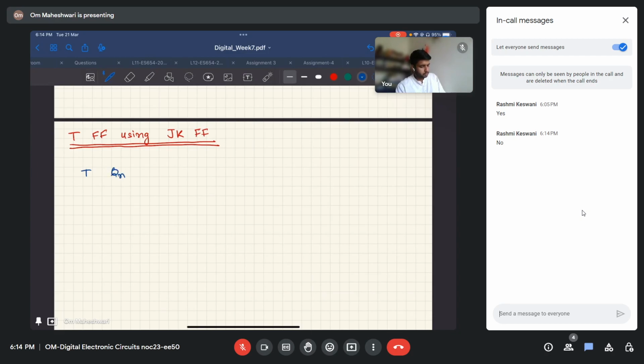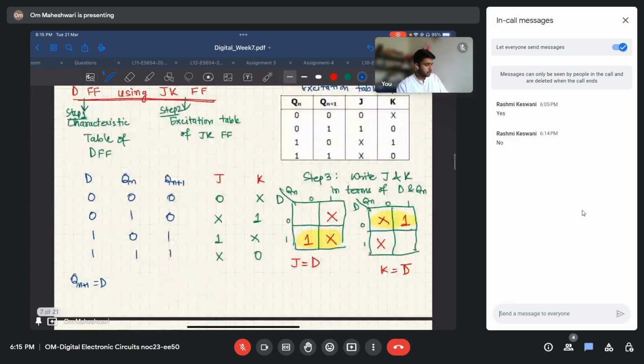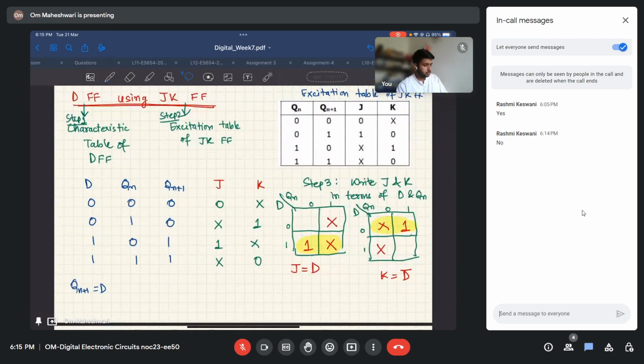T, Qn, Qn plus 1, J, K. 0 0, 0 1, 1 0, 1 1. Here T equals 1 means toggle. And that same JK I'll copy here.